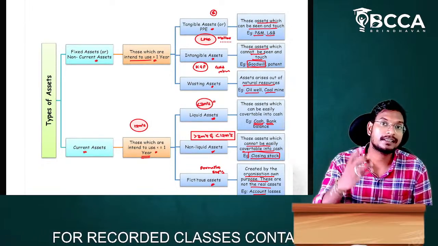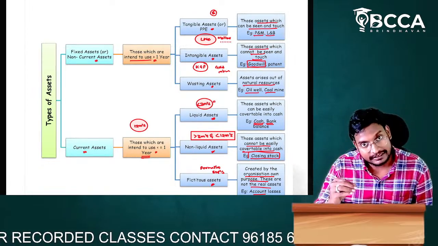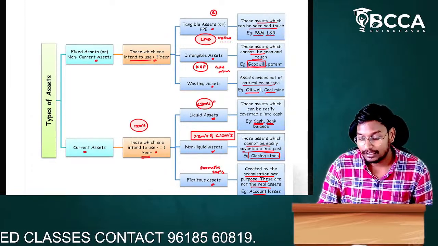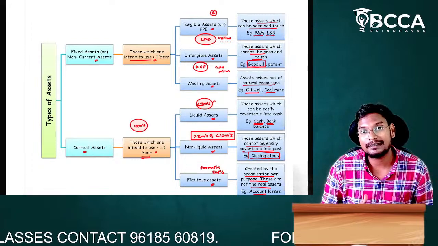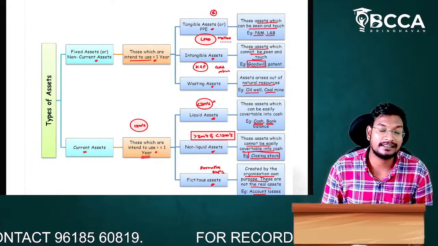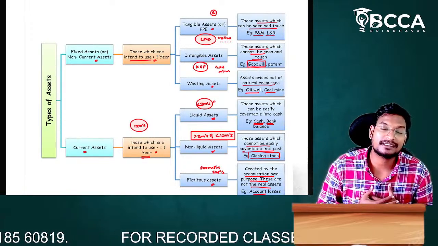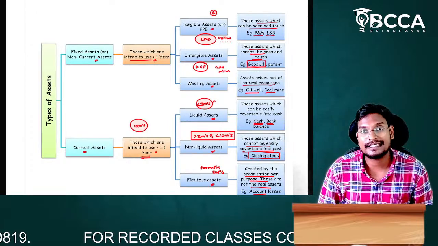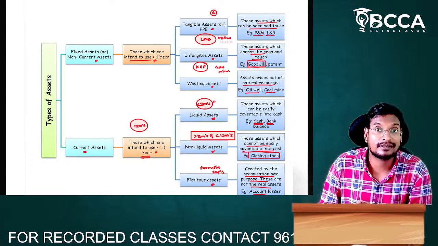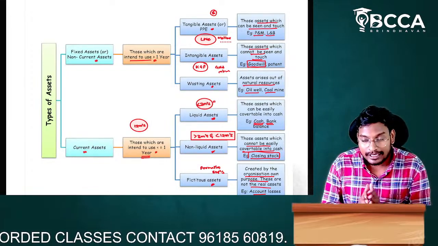Next one, non-current assets. A non-current asset means the intention to use it for more than 1 year. The non-current asset is classified into 3 types: tangible assets, intangible assets, and wasting assets. Tangible means we can see and touch. Intangible means we cannot see and touch, but we can feel it. An example of an intangible asset is goodwill. Wasting assets are related to nature. Examples: oil wells, bore wells.